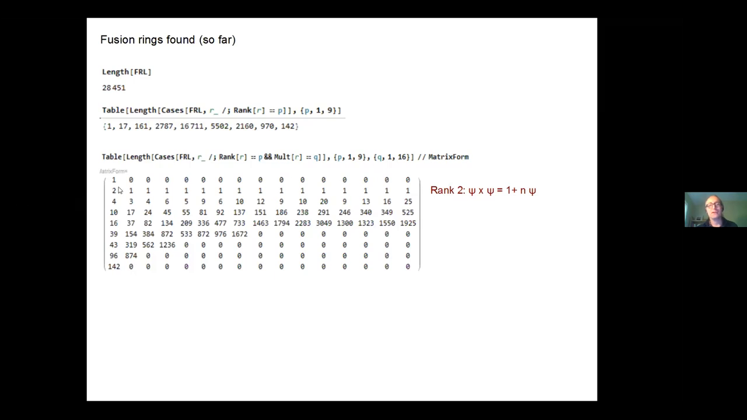And for rank 2, it's also easy to understand what happens. At multiplicity 3, we have the Z2 ring and the Fibonacci ring. And then all the higher ones here are just these rings with a non-trivial particle, where psi times psi is 1 plus n times psi. And of course, we know that none of these are actually categories for n greater than 1. But they're perfectly good rings, so they're there. That's why we have this line of 1s.